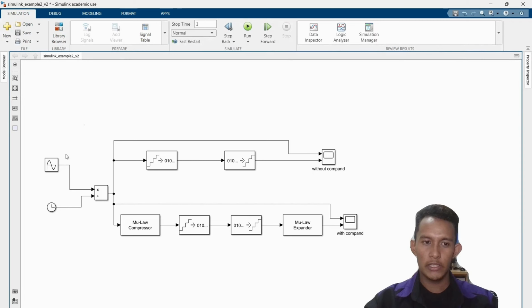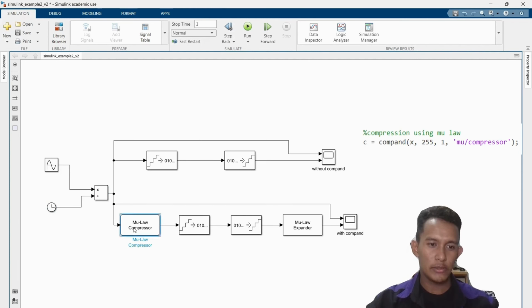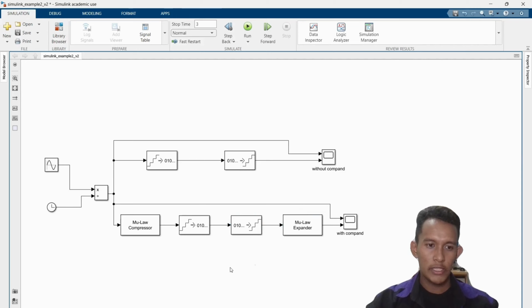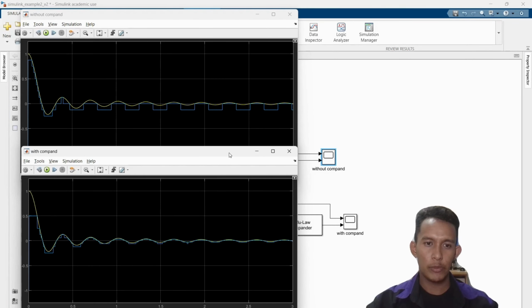For the Simulink equivalent, we use sine wave, log and divide to generate our input signal. Then, we apply compression using mu-law compression block, connected to uniform encoder and decoder, and then connected to the expander. For quantization without compression, we only connect to encoder and decoder. Lastly, we connect to the scope to show the output. As we can see here, it generates the same output as the MATLAB output.